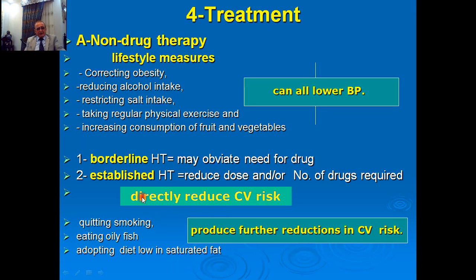There are other things, as I told, that directly reduce cardiovascular risk, like quitting smoking, eating oily fish, adopting a healthy diet. These will produce further risk reduction. In summary, non-drug therapy usually helps the cardiovascular risk, and some things like obesity and alcohol are helpful. If you treat them, then you can obviate the need or lower the dose of antihypertensive drug.